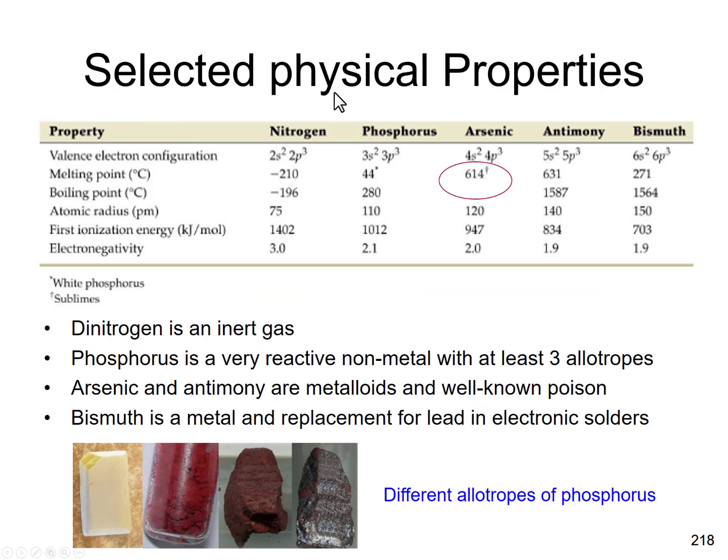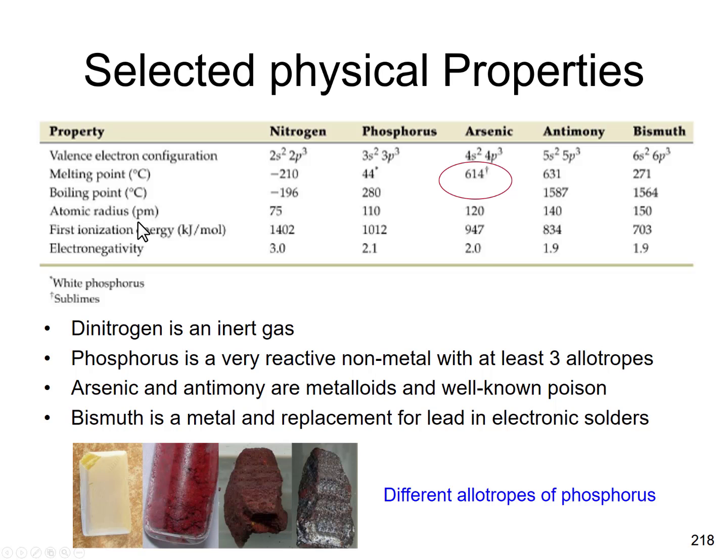This slide summarizes selected physical properties of these elements. As you can see for the melting point, there doesn't seem to be any particular trend. An exception is arsenic, which actually doesn't show a melting point, but sublimates at 614 degrees. The boiling points seem to increase down the group. Again, arsenic is an exception. Since it sublimates, it has no boiling point.